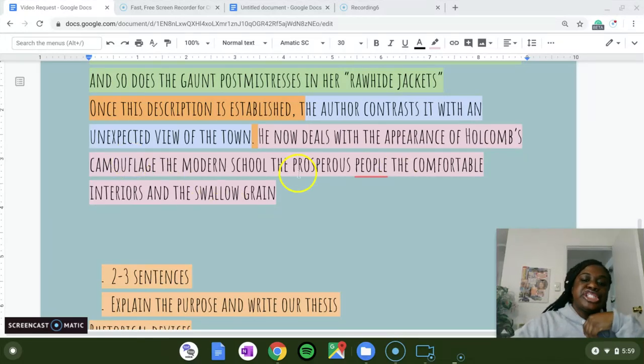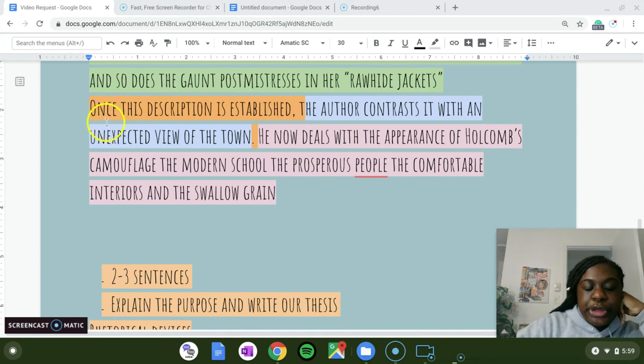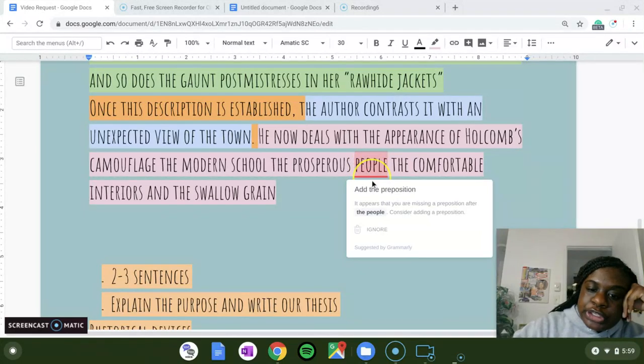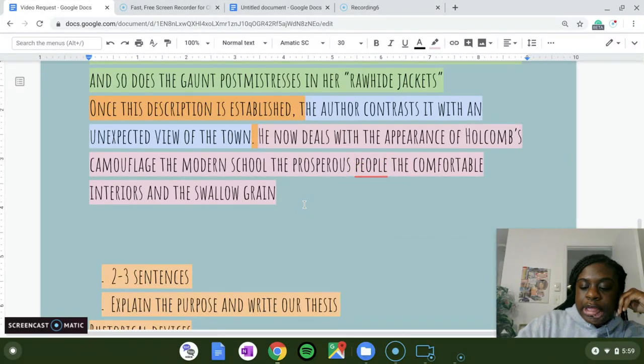So I just finished up for you guys what we were originally doing. We were back with details. I just read what I put on here. Once the description is established, the author contrasts it with an unexpected view of the town. He now deals with the appearance of Holcomb's camouflage in the modern school, the prosperous people, the comfortable interior, and the swollen grain. Okay, so basically it's just telling you the detail.